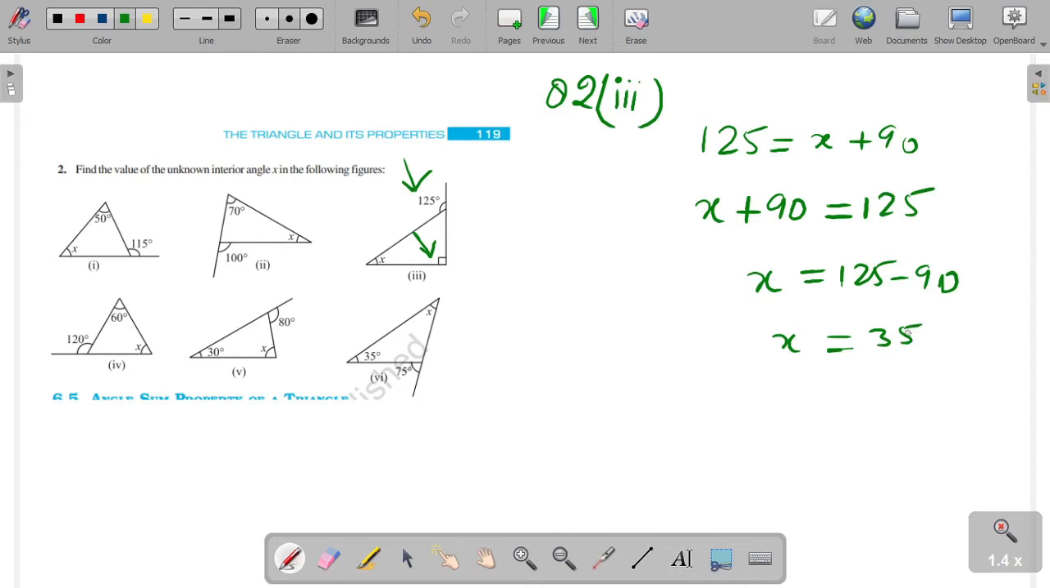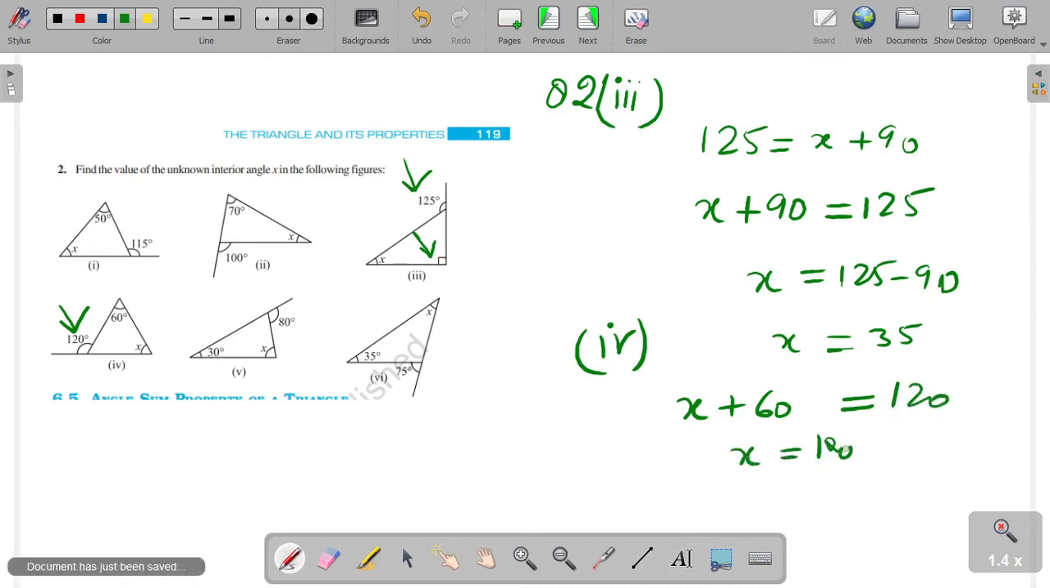Now the fourth part. In the fourth part also 120 is the exterior angle, so we can write x plus 60 equals 120, or x equals 120 minus 60, or x is equal to 60 degrees. So this is the fourth part.